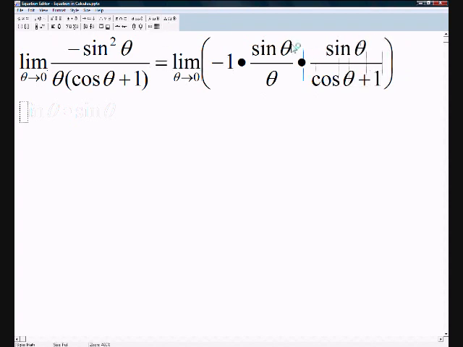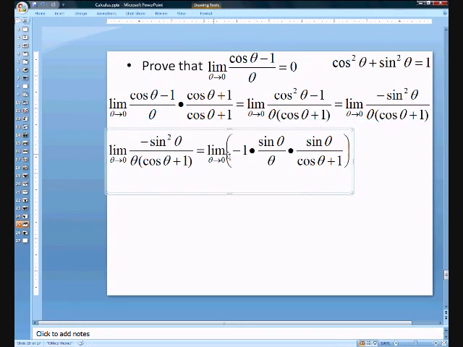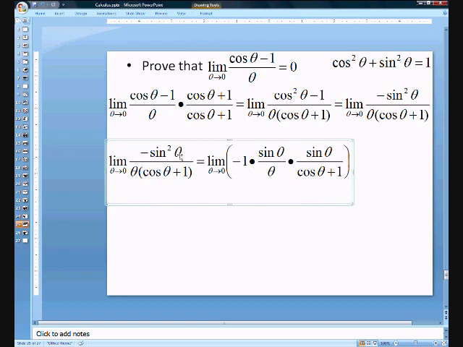plus 1. So I'm not going to put too much work into this because we already did this in class for any viewer, but I mean, you should understand exactly what I did. I basically split this negative sign from negative 1 times sine of theta over theta, and sine of theta over cosine of theta plus 1. So what do we have here? Well, basically we have everything we need, right?